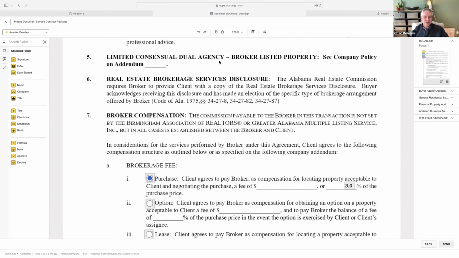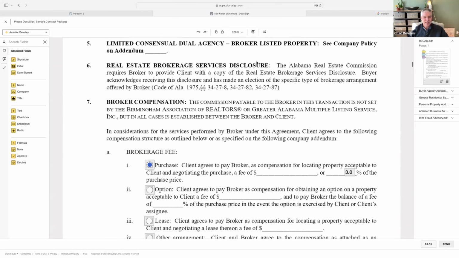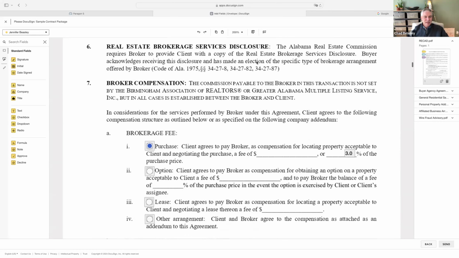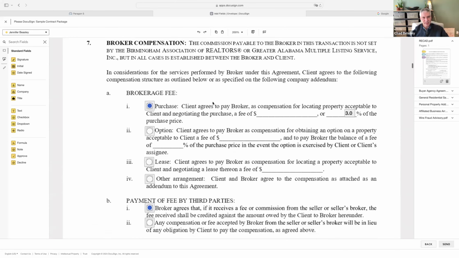Then limited consensual dual agency, which EXP does allow. Real estate brokerage service disclosure. This is just saying that they have seen RECAD. You've presented that to them. And then broker compensation is what we're getting into next.